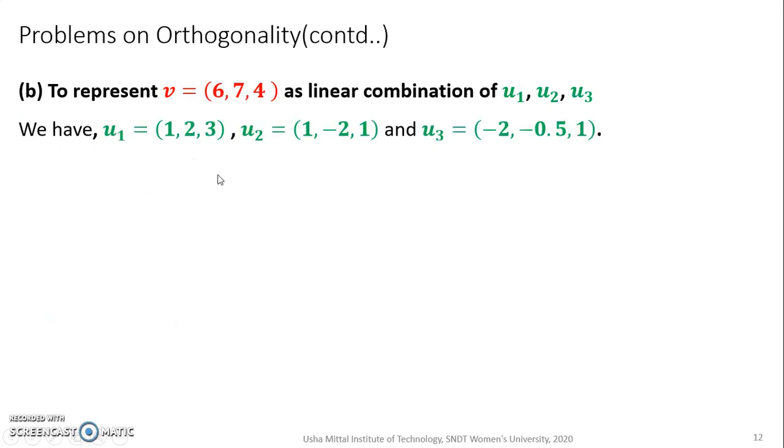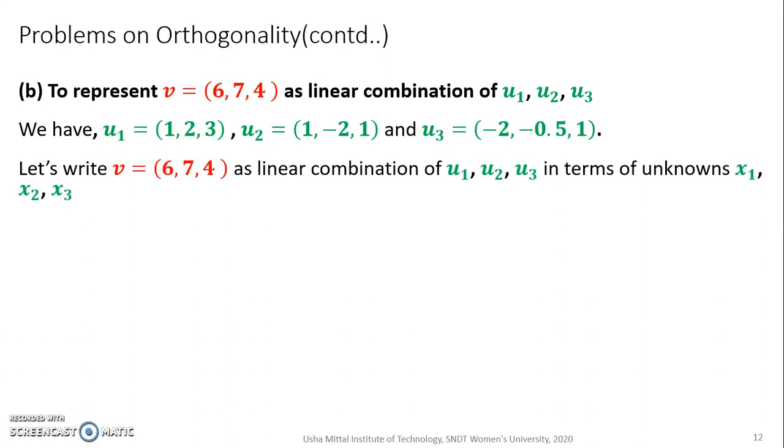Now we will come to section B, where we have to represent v as a linear combination of u1, u2 and u3. Here we already have the values of u1, u2 and u3, which I have rewritten over here for our convenience. So first let's write v as a linear combination of u1, u2 and u3 in terms of unknowns x1, x2 and x3 as shown over here in equation 1.